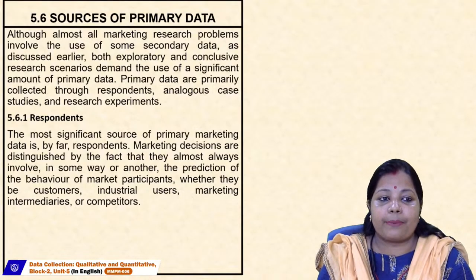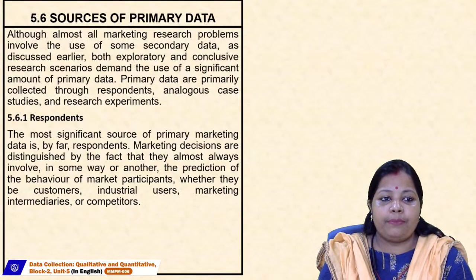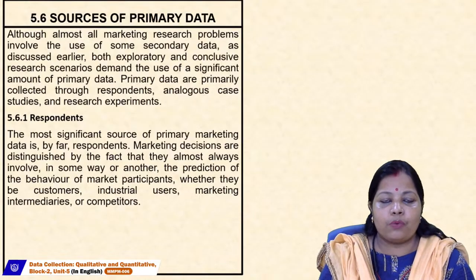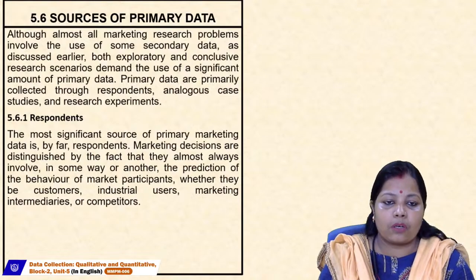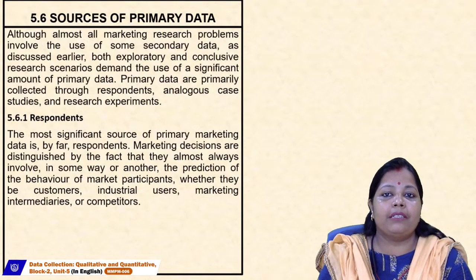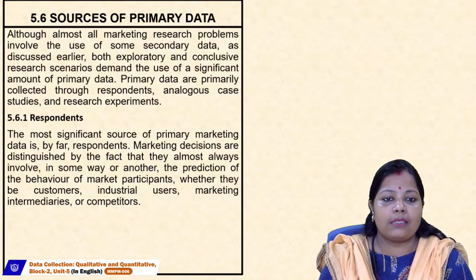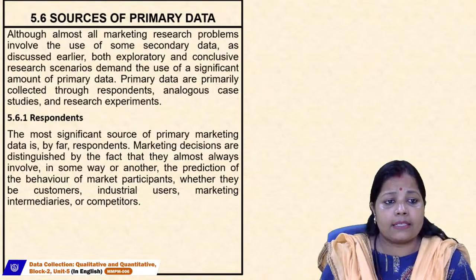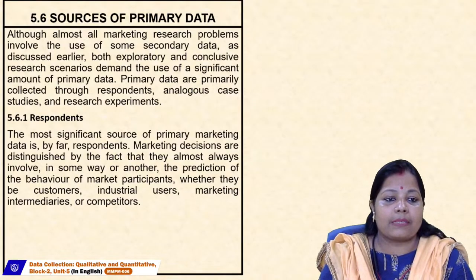So primary data are primarily collected through respondents, analogous case studies and research experiments. So three dimensions are there to collect the primary data. The first one is respondents, the person connected to the problem, who directly gives the data or the information to the researcher. The second is analogous case studies, and the third one is research experiments. So let us discuss the respondents.